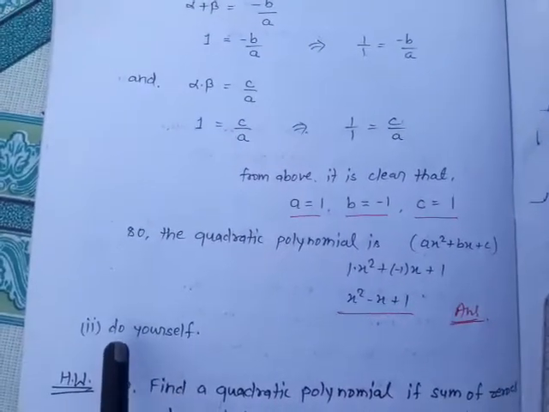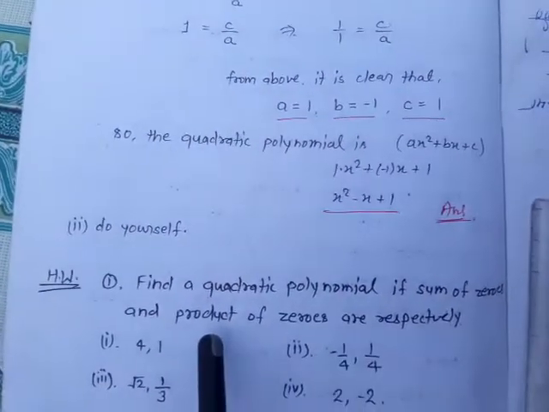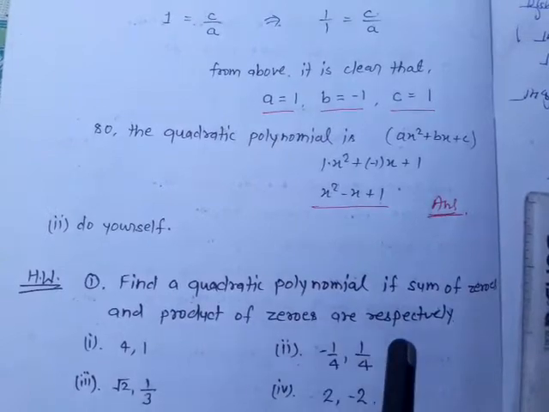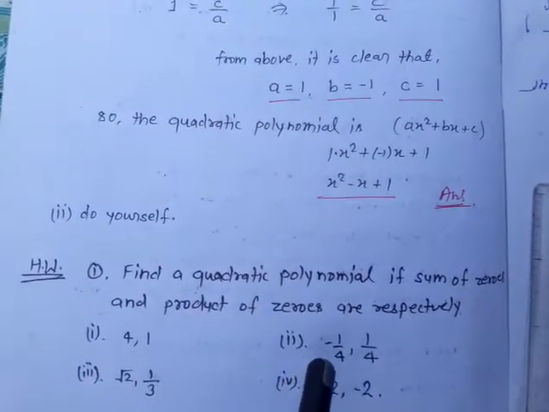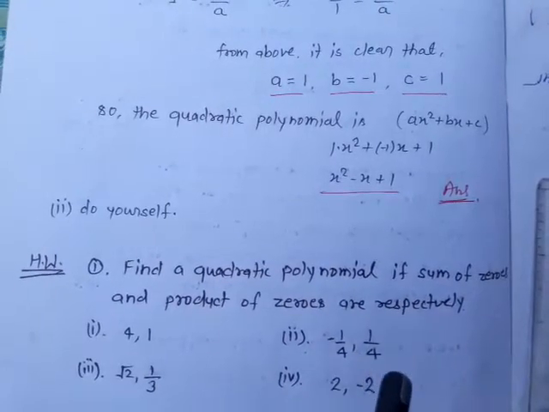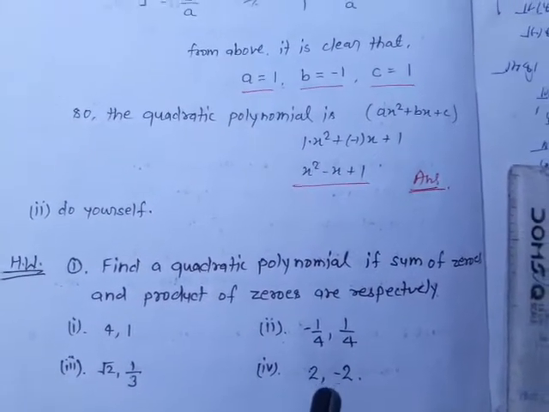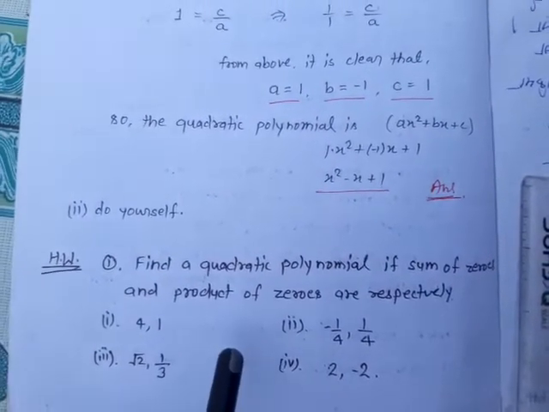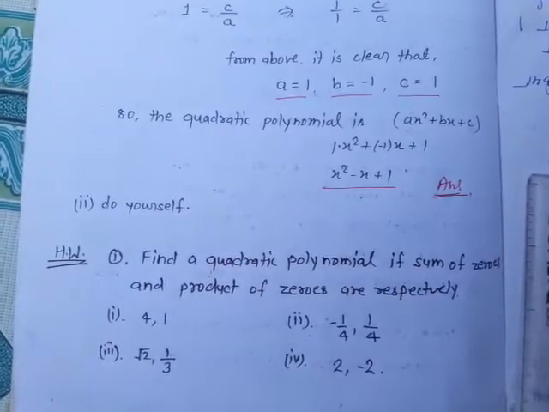Second question, do yourself. Now your homework is, find a quadratic polynomial if sum of zeros and product of zeros are respectively: first one is 4, 1; second one is minus 1 by 4, 1 by 4; third one is root 2, 1 by 3; fourth one is 2, minus 2. On the basis of this lecture, you can solve your homework and also try your exercise 2.2. Thank you.